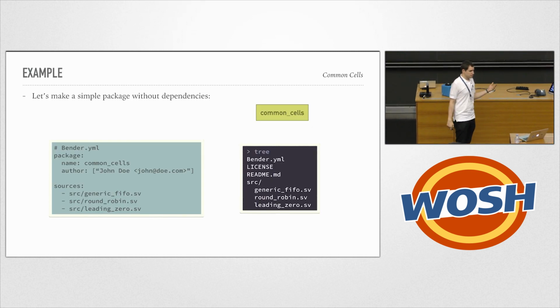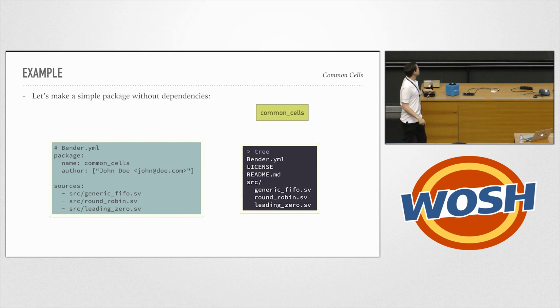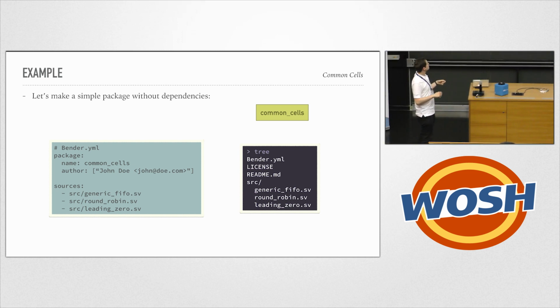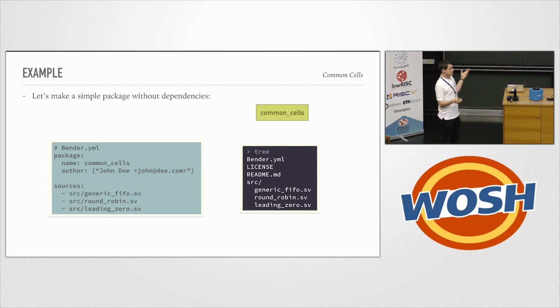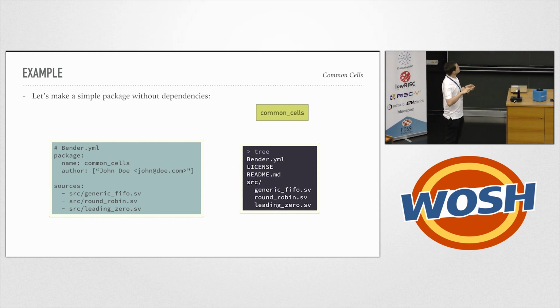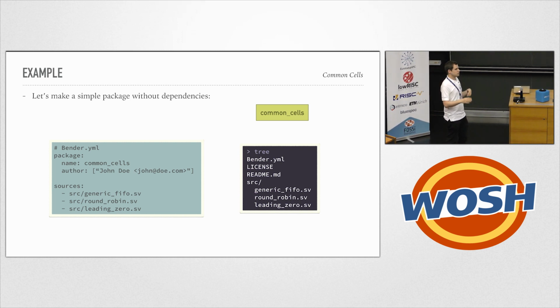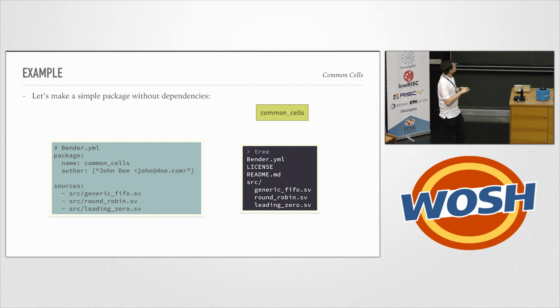Yeah, so for example, this is just to give you a quick overview of how Bender looks in reality. You would create, for example, an individual small IP, for example, a common cells collection, which contains FIFOs, etc. So you create this bender.yaml file, which is the manifest. You specify some information about the package, and you list some source files. This is how things would look. This is your typical Bender IP.